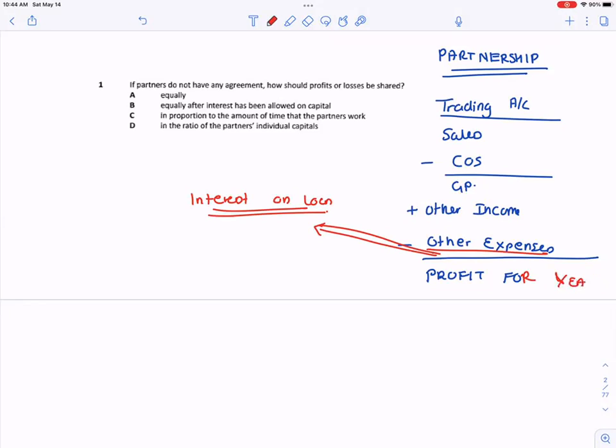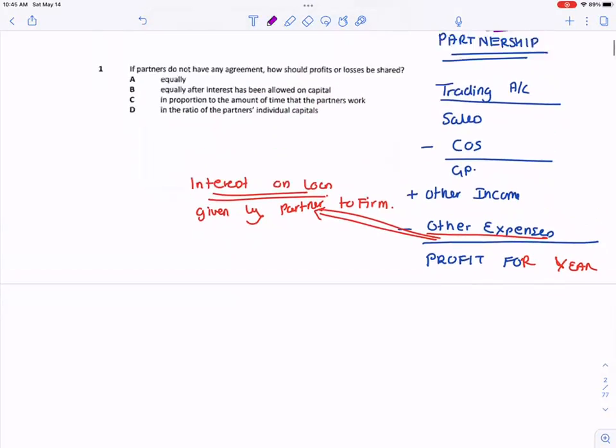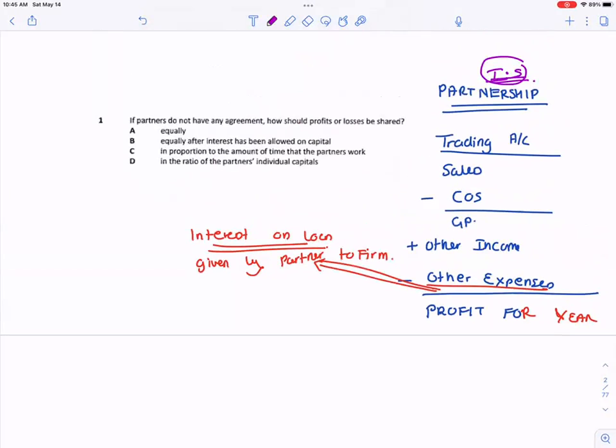Who gives this loan? Interest on loan is given by the partner to the firm. Not from the bank. The partner will give it from their own pocket to the firm, and the firm will give them interest. This is one expense related to the partner but comes in the income statement. Jonathan, am I clear up to here? Yes, ma'am.